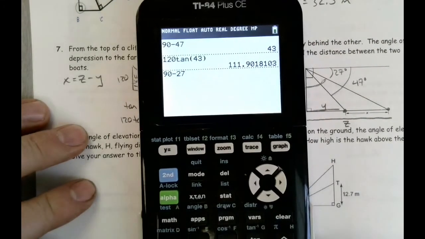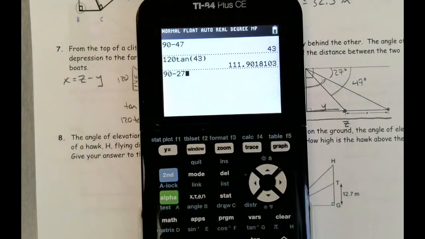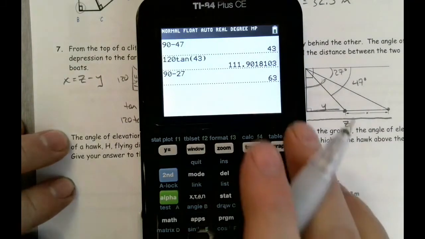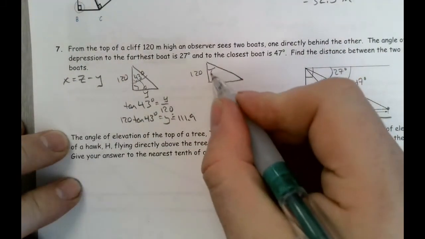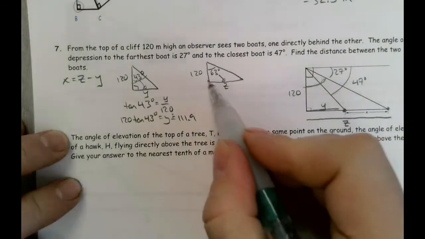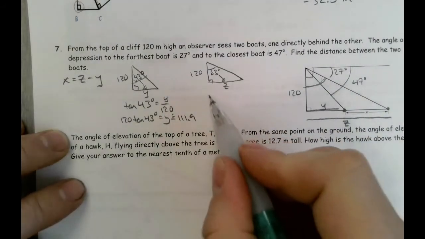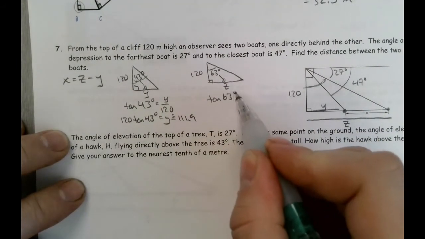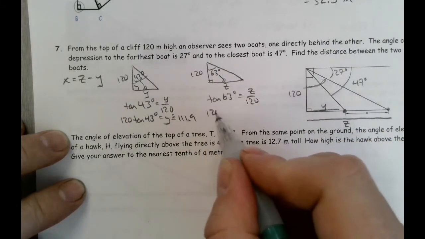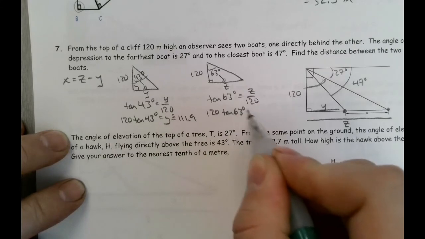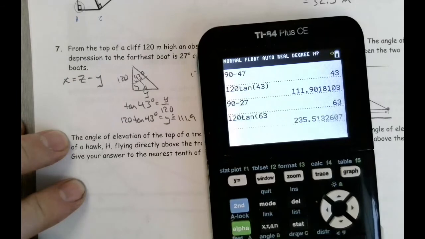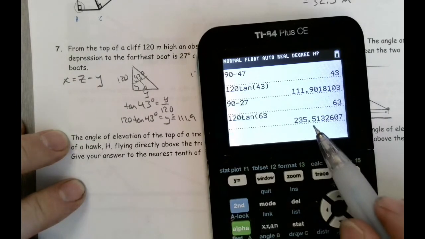It's the same kind of attack here. 90 minus 47, 90 minus 27. And that's going to get us 63 degrees inside there. I am looking for the side opposite the 63 degrees. That's my z. And once again, I have the side adjacent. And once again, that's going to be the tangent. So the tangent of 63 degrees will be z over 120. Multiply that up. 120 times the tangent of 63 degrees is equal to z. So 120 tangent of 63 is 235.5.